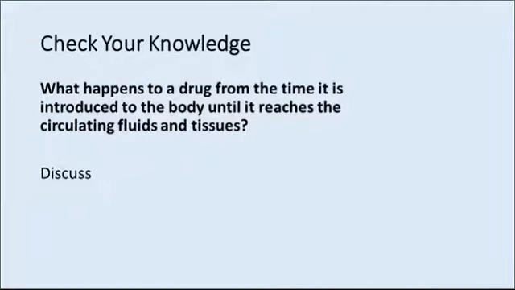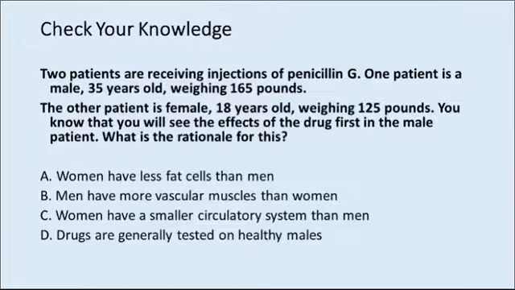So a few little questions here. Check your knowledge. What happens to a drug from the time it is introduced to the body until it reaches the circulating fluids and tissues? It goes through the pharmacokinetics, which is absorption, metabolism, and excretion. And it's impacted by pharmacodynamics, receptors, ion channels, enzymes, and the immune system.